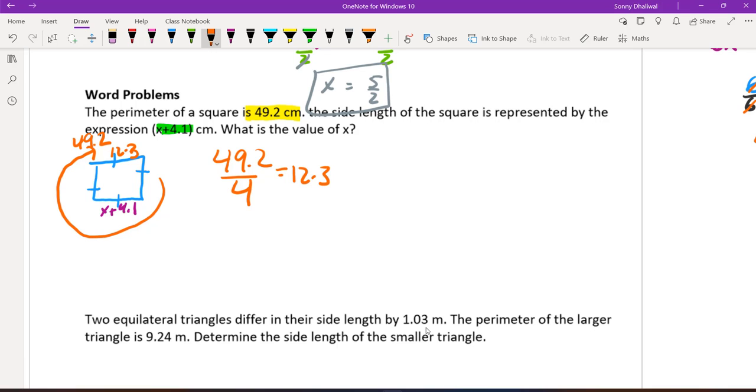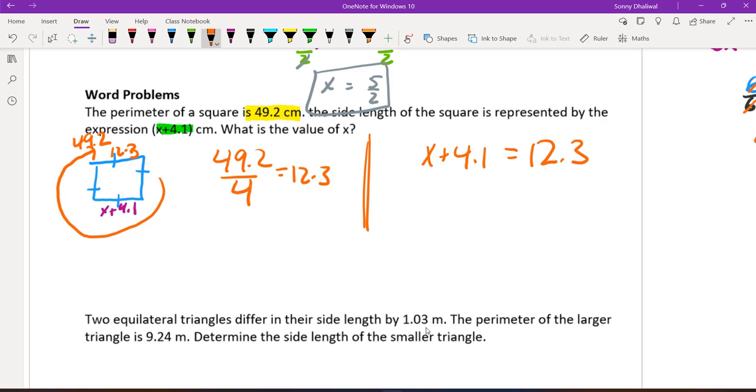Right? But they also gave us this formula. So hey, the side is x plus 4.1. I don't know why they said that. Right? And they want us to find the value of x. So if each side is 12.3 and also x plus 4.1, that means these two things are equal. Right? There you go. X plus 4.1 is equal to 12.3. Right? That's how big it is. This is how big this is. It's 12.3.